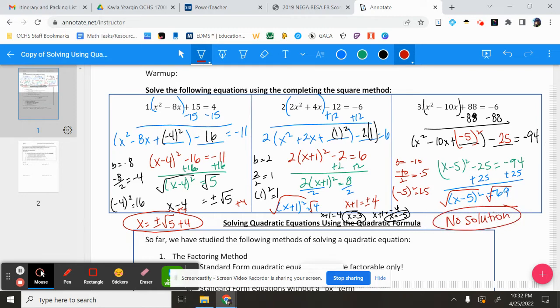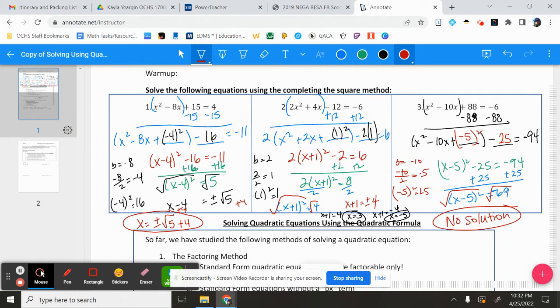Remember, two types of errors in the calculator. The first one is a syntax error, and if you get a syntax error, that means you've typed something in wrong. The second type is a domain error. For domain errors, that means that cannot happen and there is no solution.